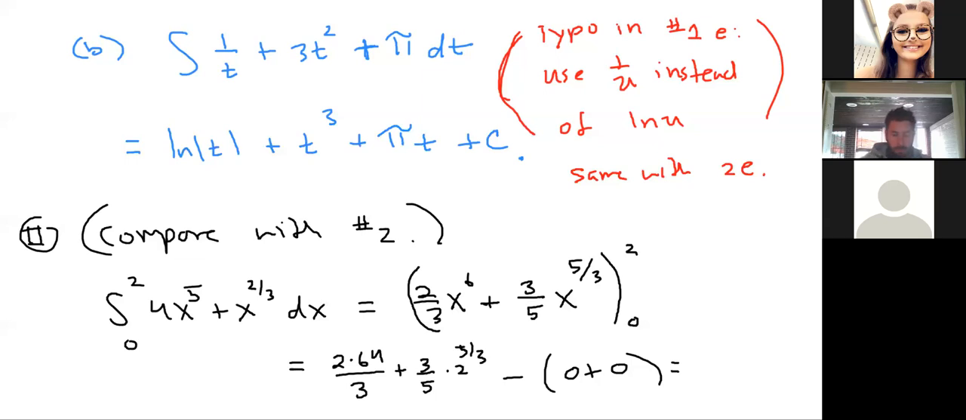Well, 64 times 2 is 128, and that's over 3. And what's this other number? What is 2 raised to the 5/3? Well, that's the same as... you take the cubed root of 32.